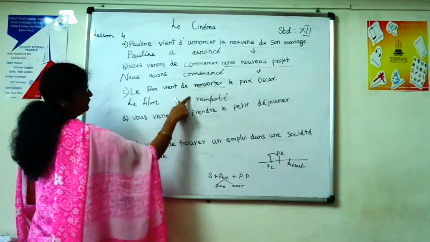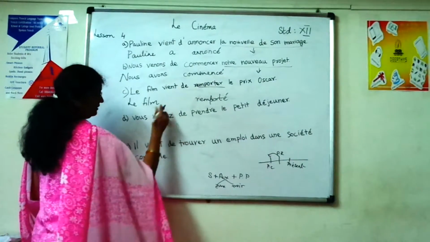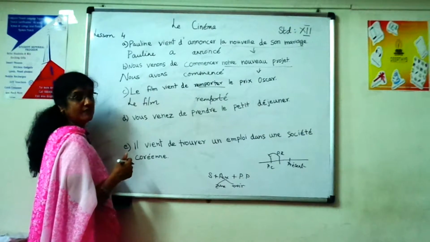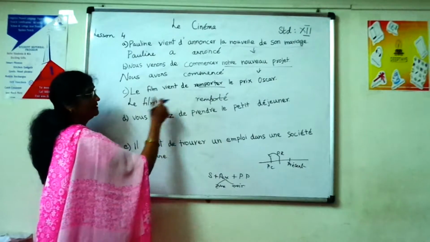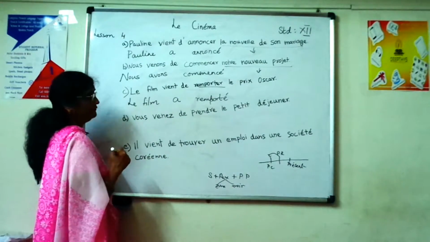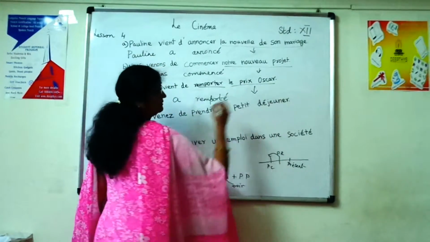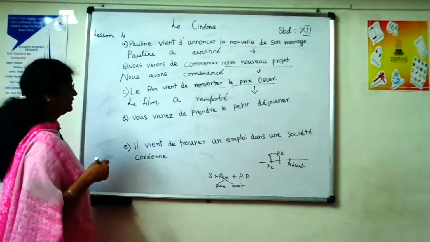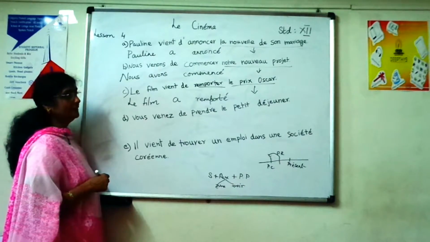And now you're going to fill it up with the middle portion, which is avoir, because remporter is not one of the verbs of Dr. Mrs. Van Patten. Le film is third person singular, il. So avoir for il is a. Le film a remporté le prix Oscar. So that is the answer for the third statement. We move on to the fourth one. Vous venez de prendre le petit déjeuner.